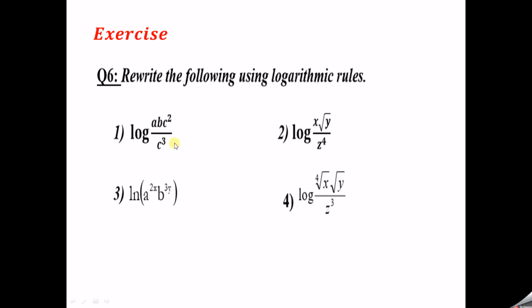So a few problems we have here in the exercise. You can try to expand these using the properties. Whenever there is division, we will get logarithm of numerator minus logarithm of denominator. After that we expand the product, logarithm of ABC square, and after that the power rule. Whenever there is power, the power can be taken before logarithm. Using those rules you can expand these logarithmic expressions.